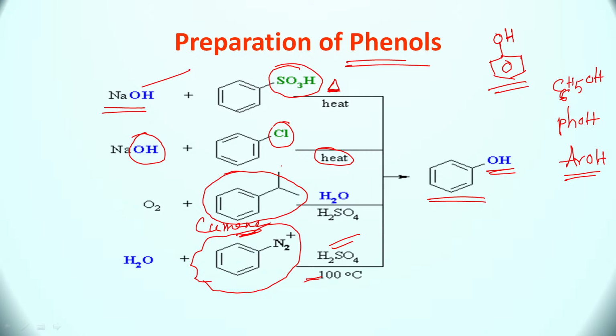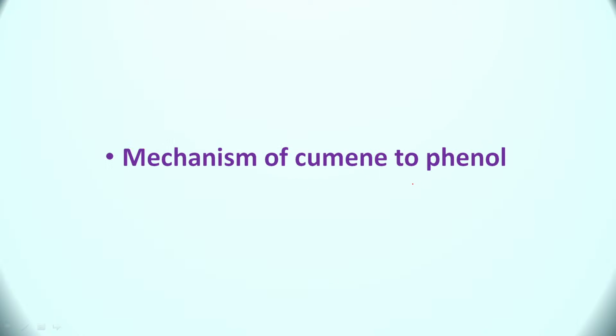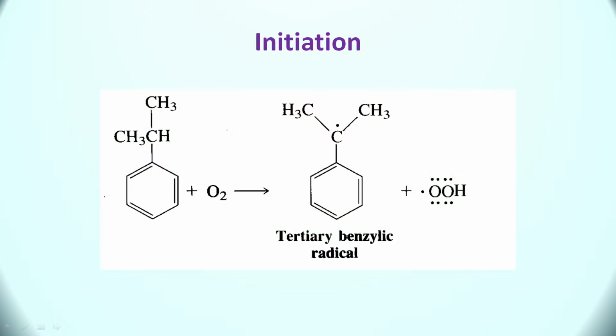Okay, let us take cumene. From cumene, how can you prepare phenol? Let's take the mechanism of preparation of phenol from cumene. This is a mechanism which is mentioned in our syllabus. Okay, this is the cumene. What is the nature of this carbon? The carbon is attached to two methyl groups and a phenyl group. It's a tertiary carbon. When you treat with atmospheric oxygen, there is a generation of free radical.